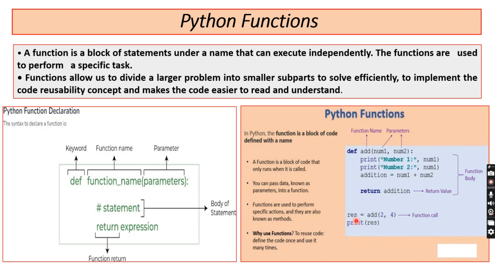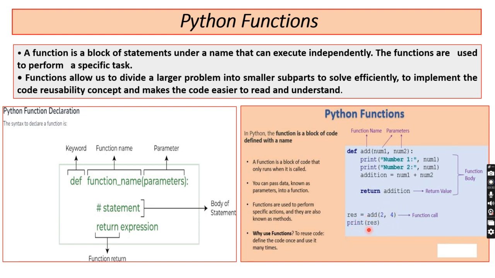Then we are passing the values to the function. Result is equal to add. Add is the function name. 2 comma 4, these are the parameters. These parameters are passed to the add function. 2 is number 1 and 4 is number 2. Then print result. After executing this program, we are expecting the result as 6.